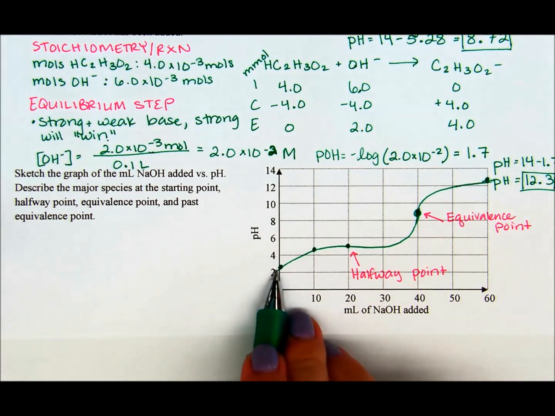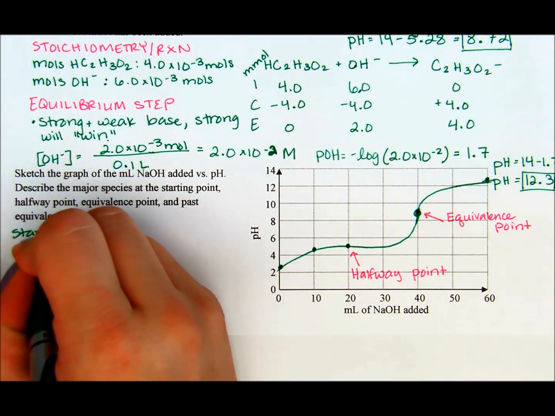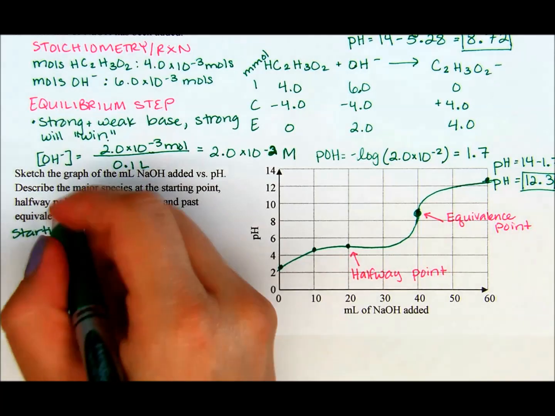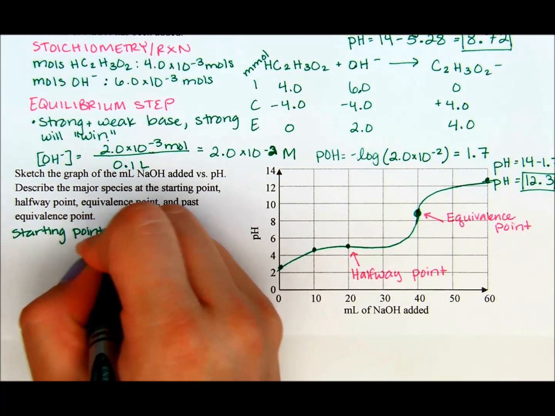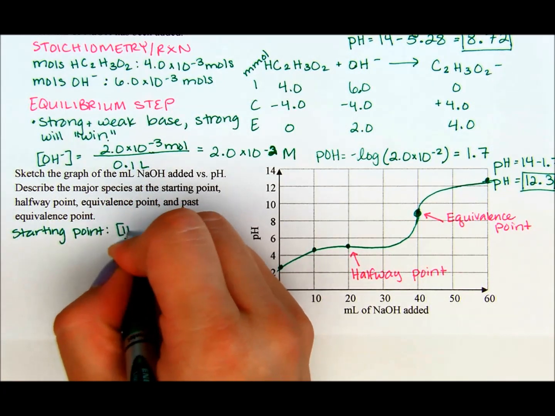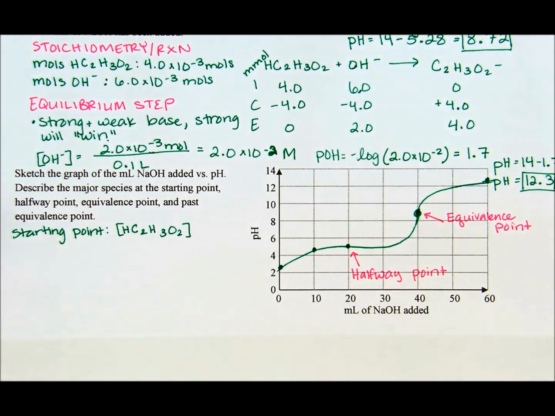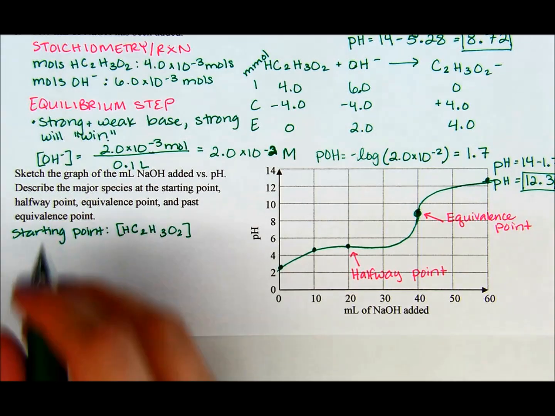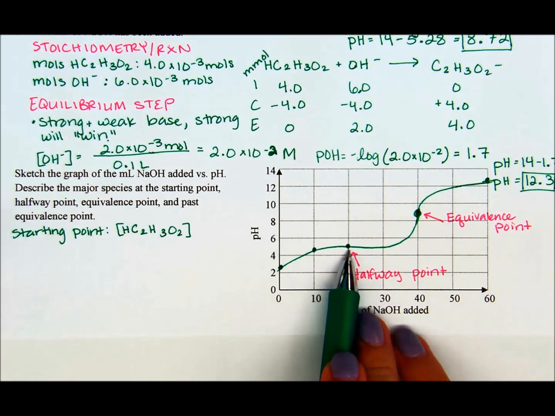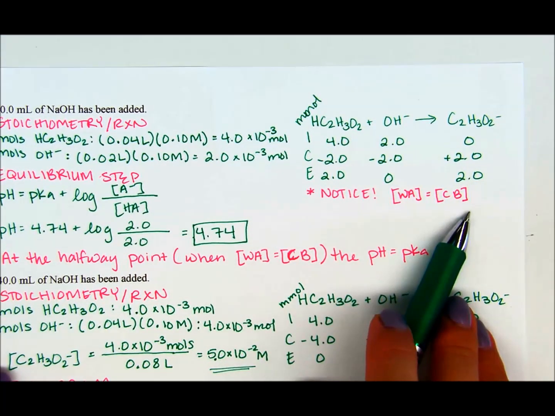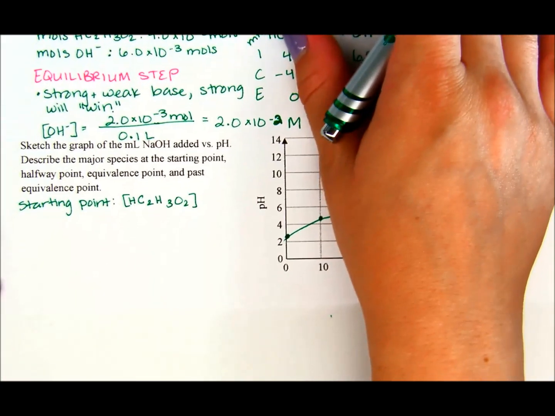So at the starting point, that's right here. At the starting point, the only thing we have is the concentration of acetic acid. We haven't added any sodium hydroxide yet. The only thing we have is our acetic acid. So we have our concentration there. At the halfway point here, we have our acetic acid, and that concentration is going to be equal to the concentration of the conjugate base. So that was this point up here, where we had weak acid equals conjugate base.